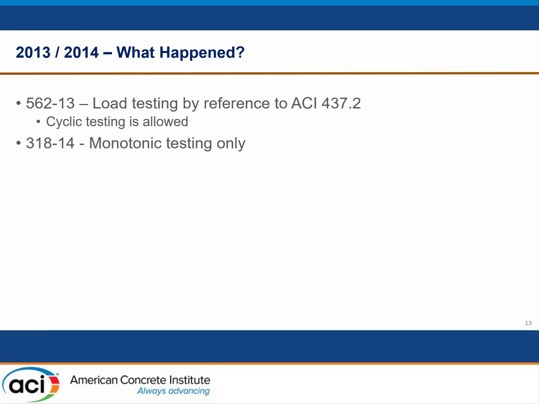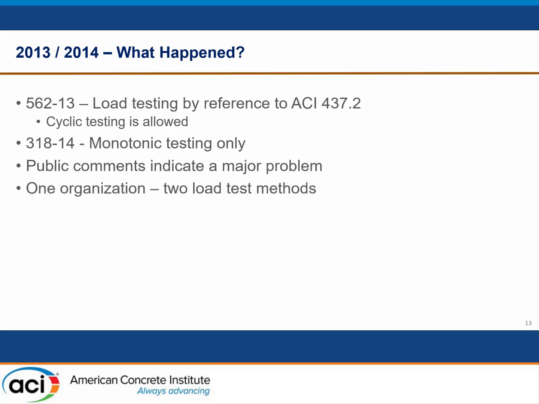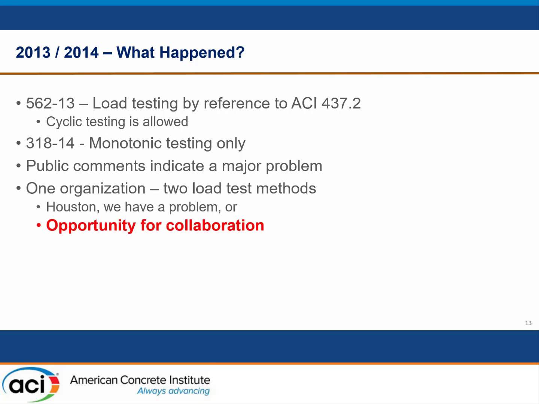And people on the repair code committee said, we didn't really think that was a big problem. However, public comments indicated that this was a major problem. This one organization, 2 load test methods. That was considered a major problem. And what can be done about it? It's either Houston, we have a problem, or what was actually done is we had an opportunity for multiple committees to get together and actually work on collaboration and how we can move this path forward.